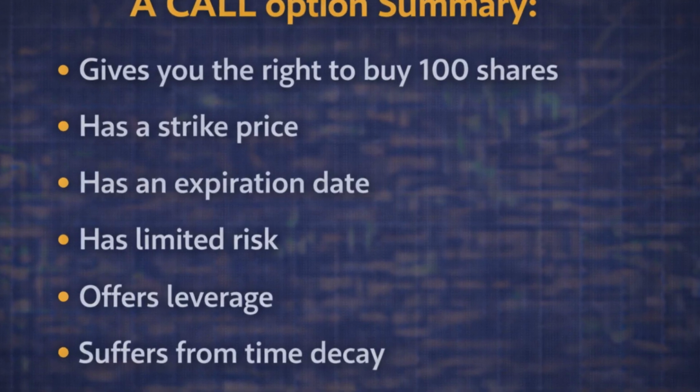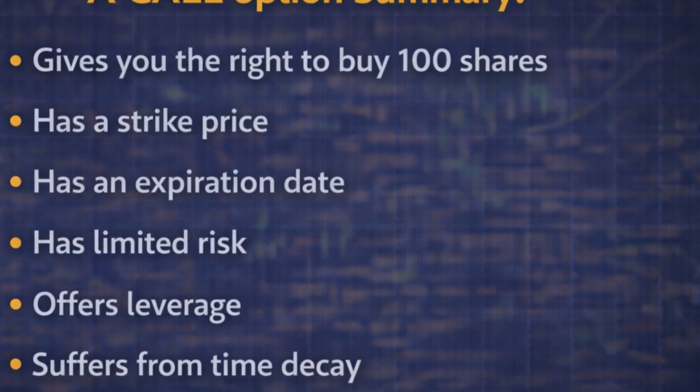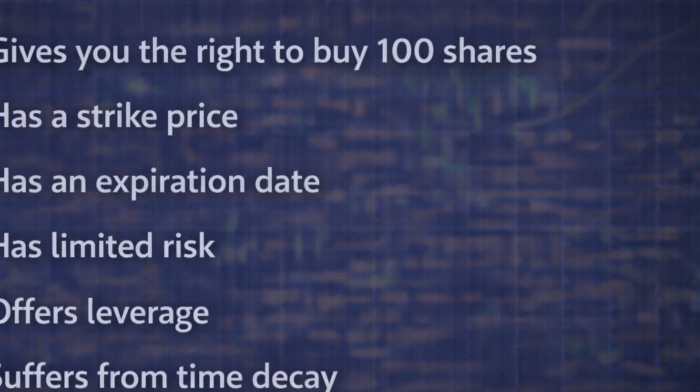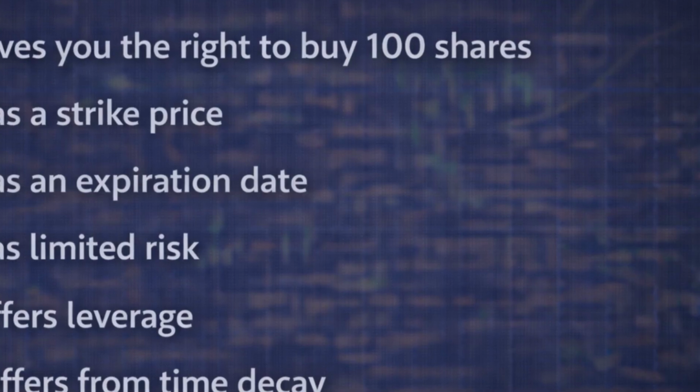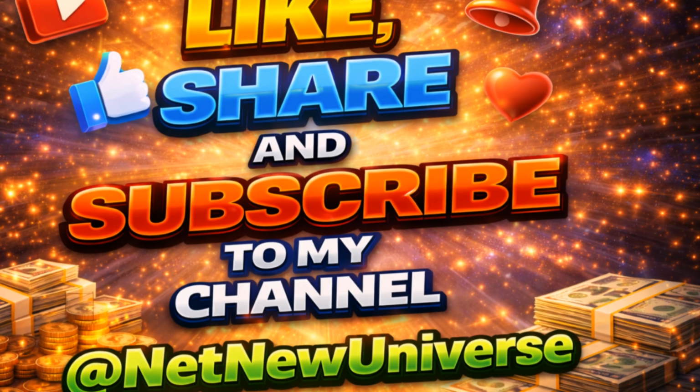So, now you know, a call option gives you the right to buy 100 shares, has a strike price, has an expiration date, has limited risk, offers leverage, and suffers from time decay. Understanding this structure is foundational before placing real trades.